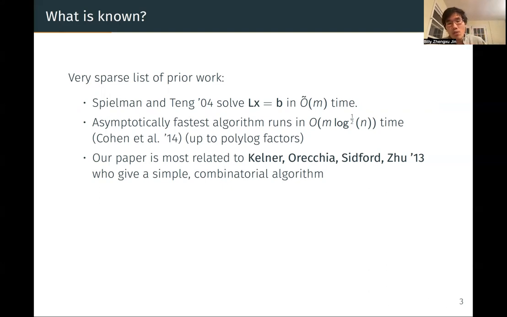who give a simple combinatorial algorithm for solving Laplacian linear systems. And our paper is motivated by their algorithm. So we'll begin by describing their algorithm, and then we'll describe our algorithm.